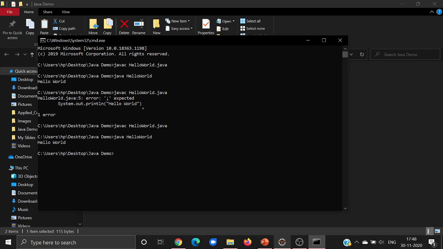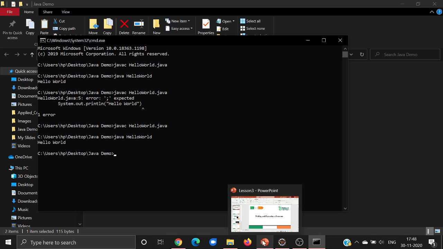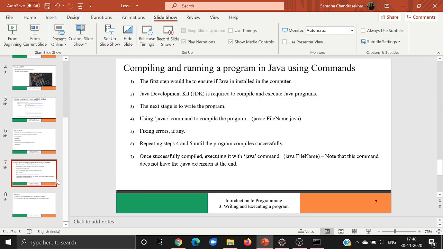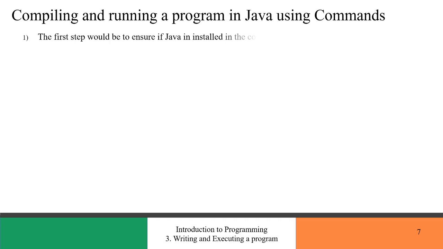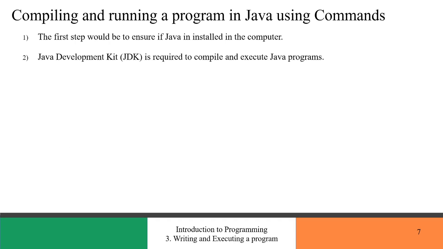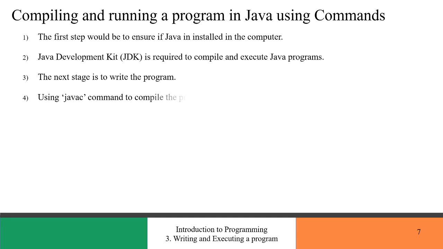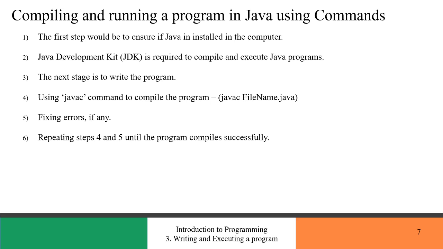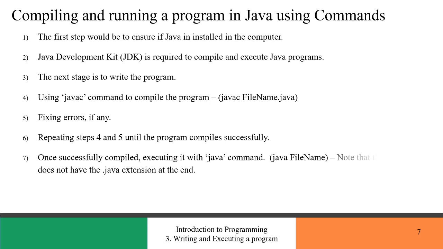This is the third method of executing a Java program using commands. This is a fairly old method, but it's good to know this. So the first step is to ensure Java is present. The next stage is to write the program, followed by using the javac command to compile the program. If there are any errors, the errors need to be fixed, and this step has to be repeated until the program compiles successfully and is error-free. Once the program is compiled, we use the java command to execute it.